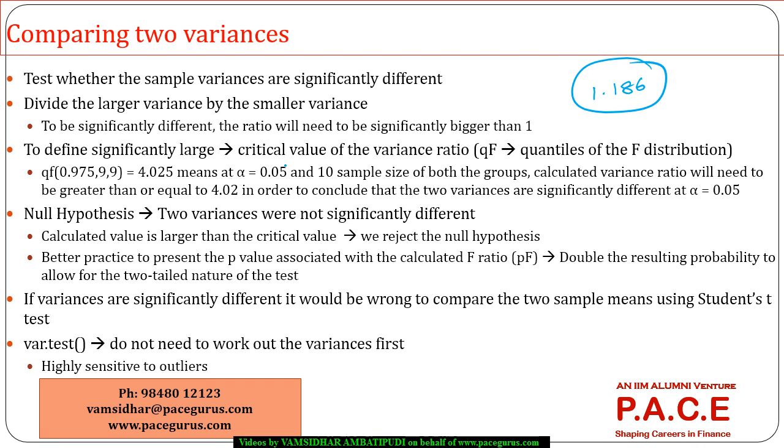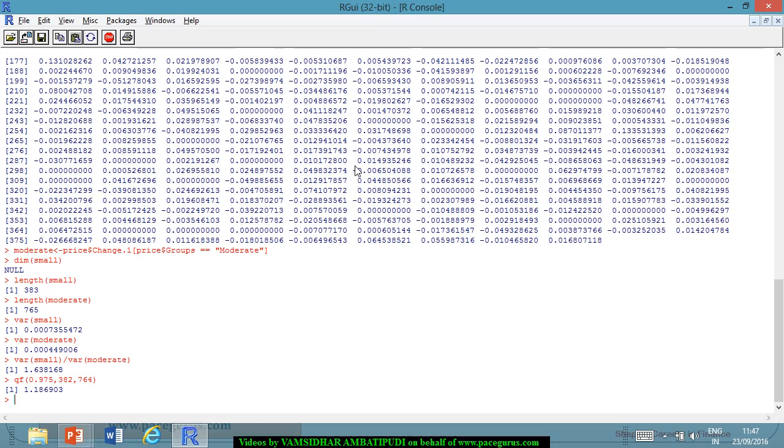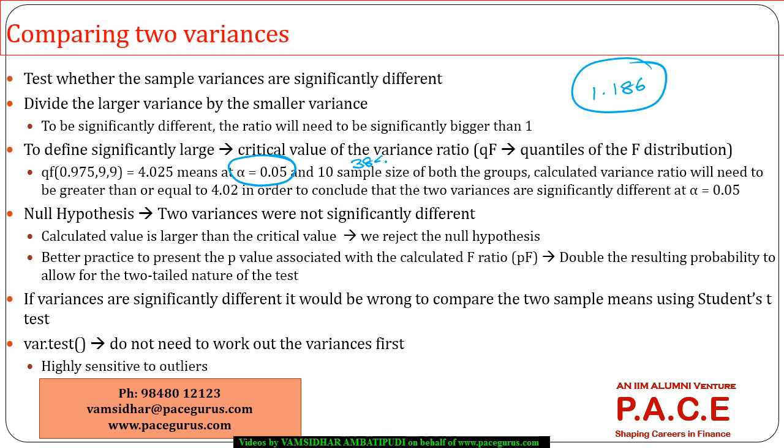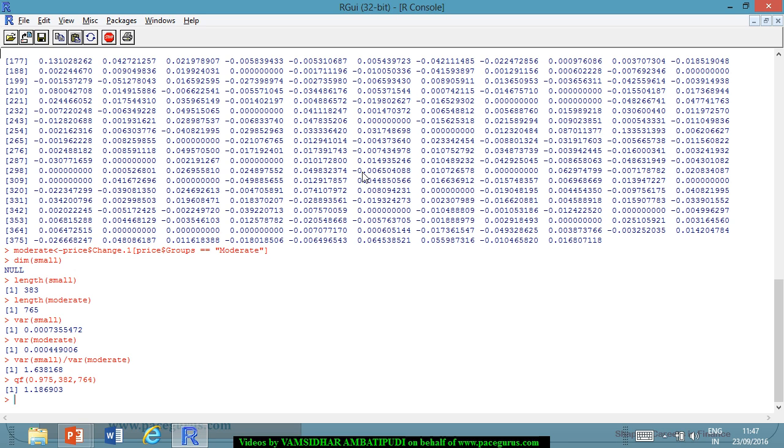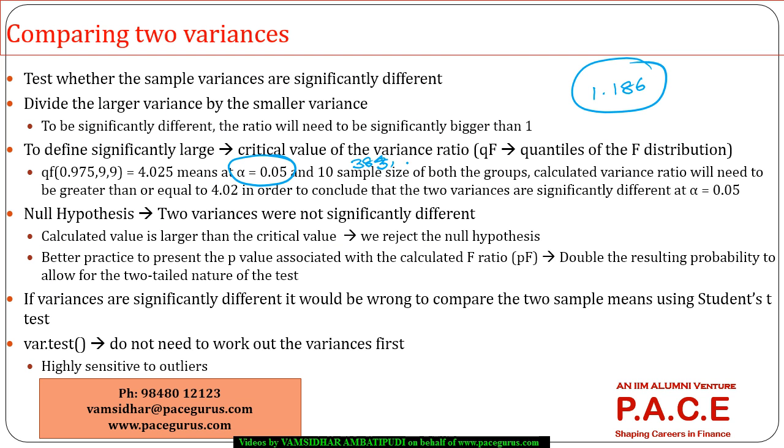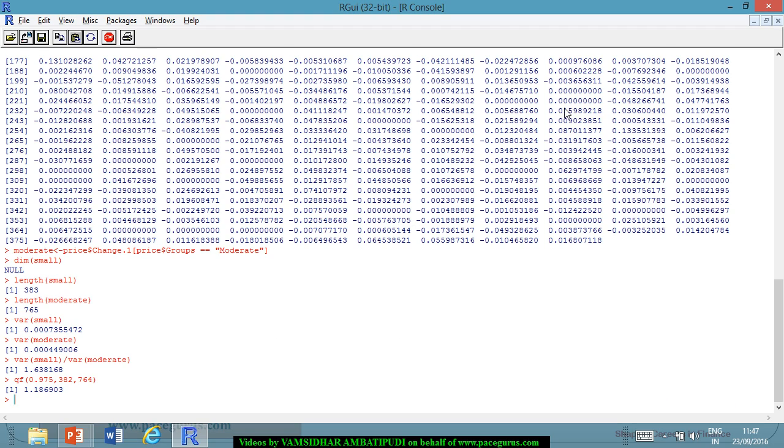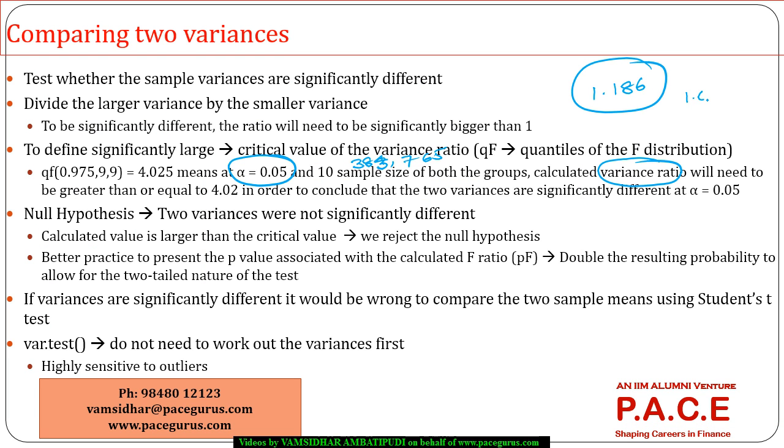What does this mean? At alpha equal to 5%, having 383 samples in the first case and 765 samples in the second case, whatever variance ratio I have computed, 1.63, will need to be greater than or equal to 1.186. If this ratio is greater than or equal to 1.186, then I can very well conclude that the variances are significantly different at alpha equal to 5%.